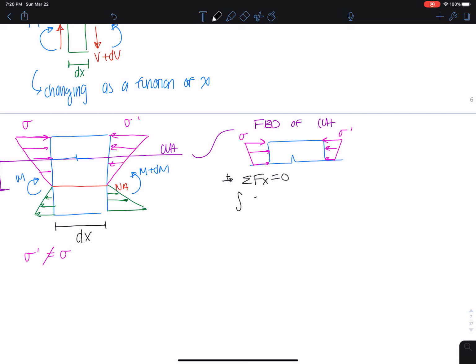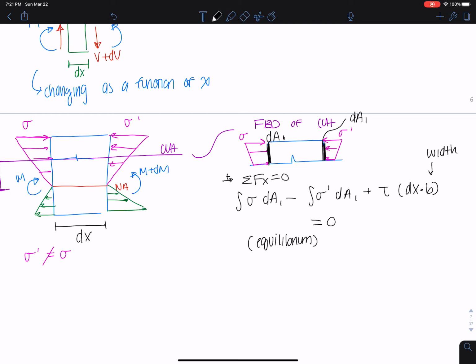We have the integral of sigma dA1 minus the integral of sigma prime. And what is dA1? dA1 is this cross-sectional area here. So this is dA1, this is dA1, right? And then plus tau times dx times b. This is the width. The width is b. Okay, and this all has to equal 0 because we have to meet equilibrium.